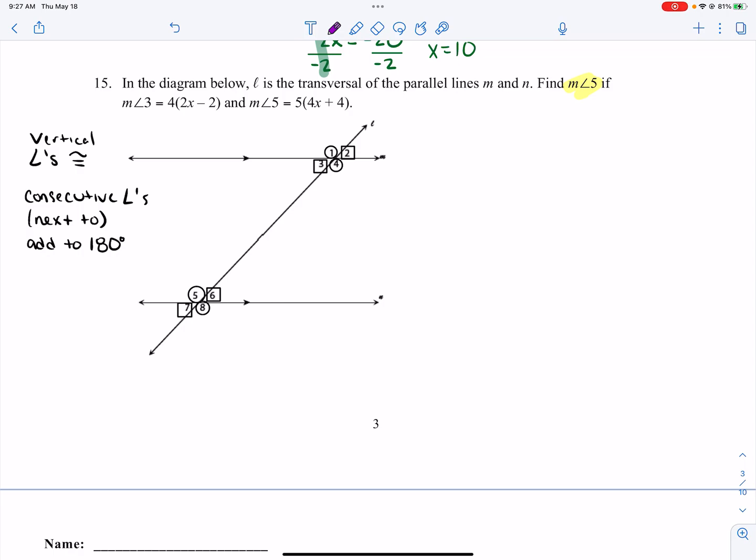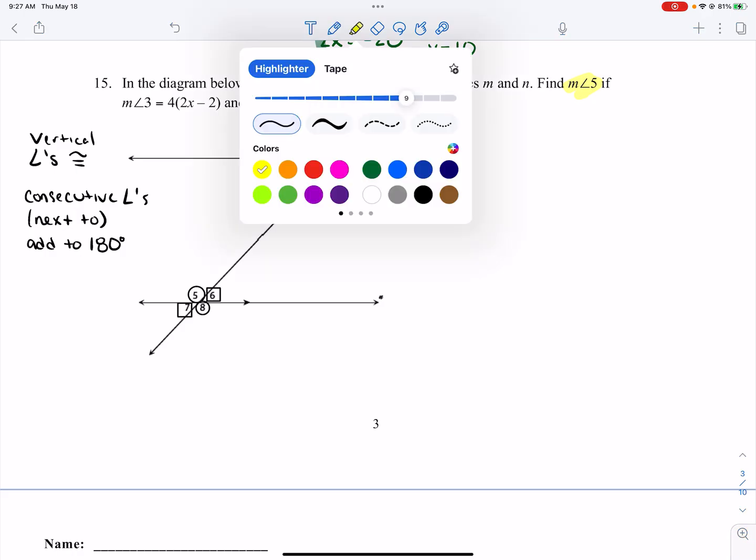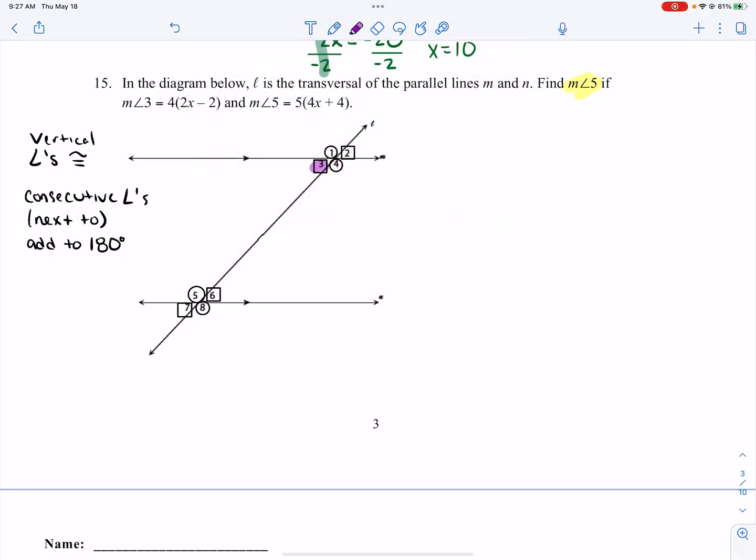Okay, so I started off in one corner and I started circling, okay? And then the ones that weren't circled, I made as squares, okay? So they are talking about angle 3, which is here, and then they're talking about angle 5, which is down here.